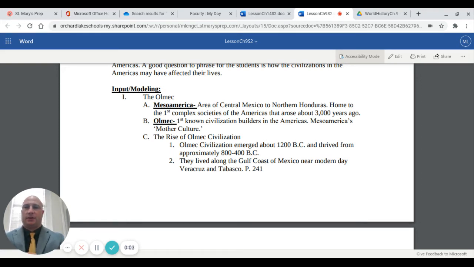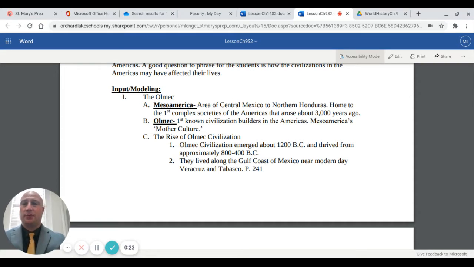Welcome back. Today we are taking a look at Chapter 9, Section 2, which is a continuation of Section 1, which talked about the peopling of the Americas and how the migration patterns went. Today we're going to settle in a region called Mesoamerica and talk about some of the early groups that inhabited that region, starting with the Olmec.